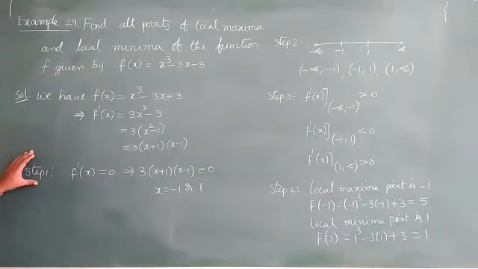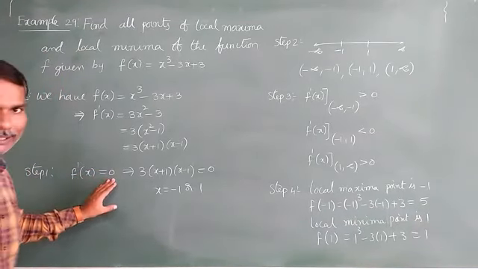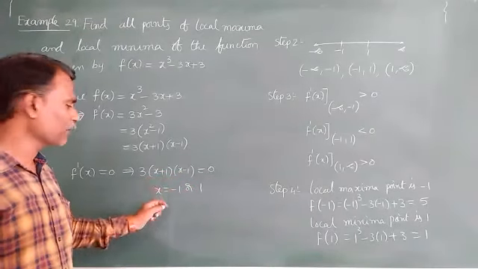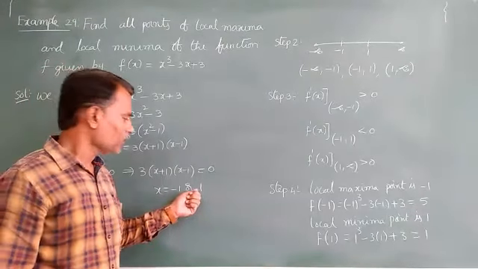Now the first step is to apply the condition. First derivative equal to 0 gives us the critical points. From this we will get the critical points: one is minus 1 and the second one is plus 1.